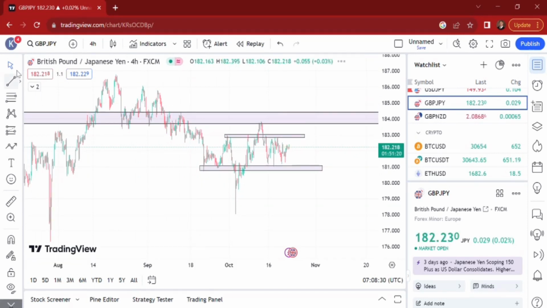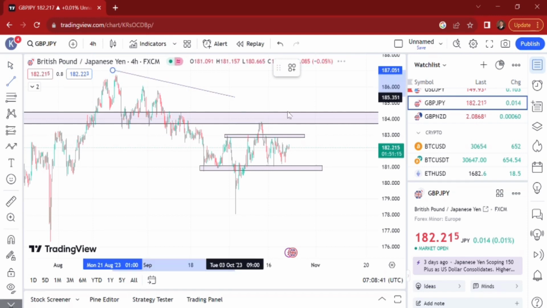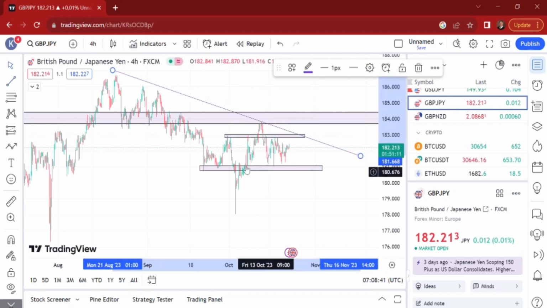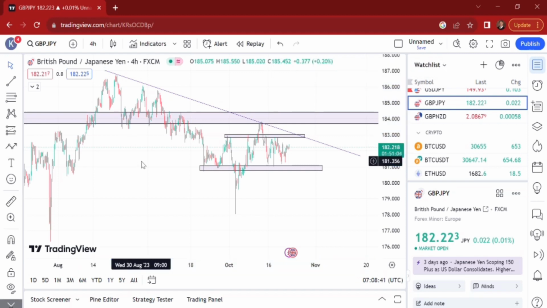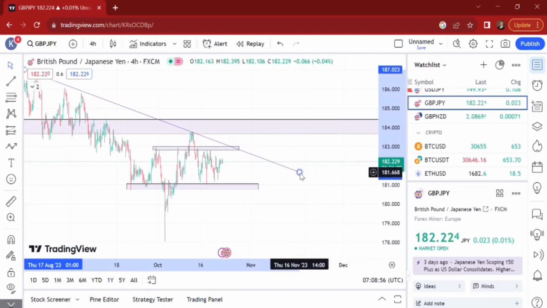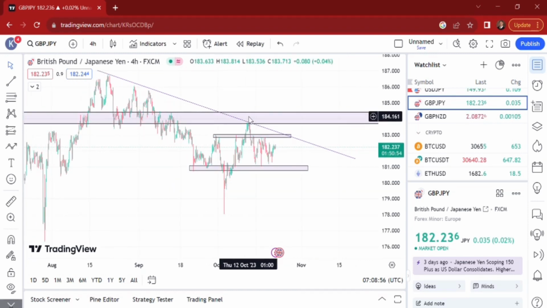There's a trend line formation from the 4 hours from this zone, showing you that the market is currently selling. The market is currently bearish. The trend from this side is showing that the market is currently bearish. But note, the overall trend is bullish. The overall trend, I said something in the other video.